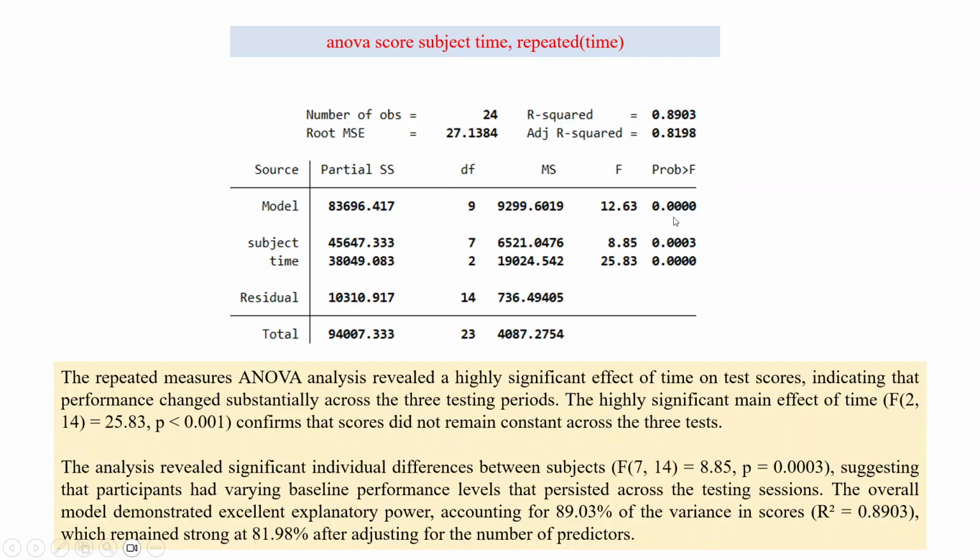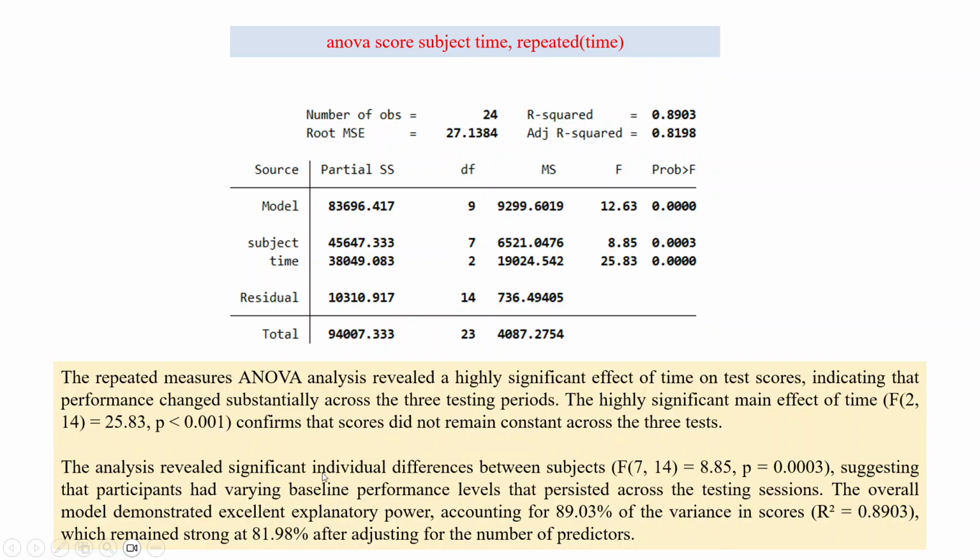See the p-values of the model, subject, and time. The repeated measures ANOVA analysis revealed a highly significant effect of time on test scores. Why is it highly significant? Because this p-value is less than 0.05, indicating that the performance changed substantially across the three testing periods. The highly significant effect of time confirms that the test scores did not remain constant across the three tests.